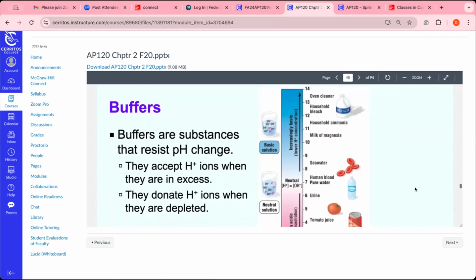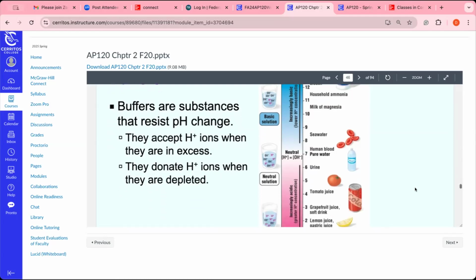Okay. Buffers are substances that resist changes in pH. So they're the ones that try to stay as close to neutral as we can. They accept hydrogen ions when they're in excess, and they donate hydrogen ions when they're depleted. Okay. And these are just some examples. This is another example of the table.